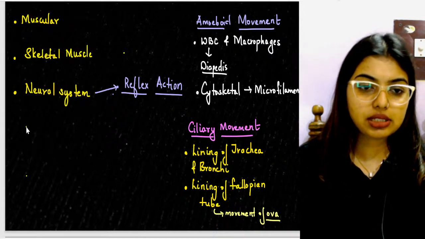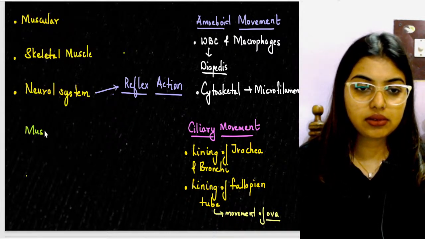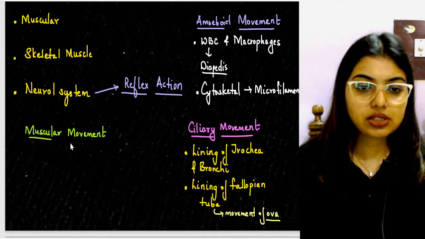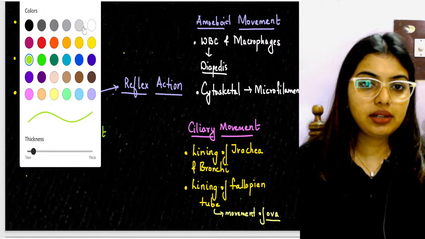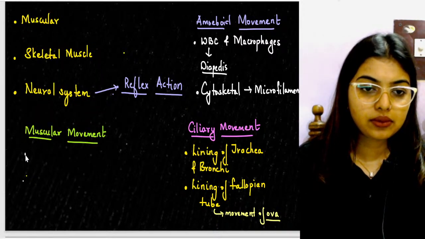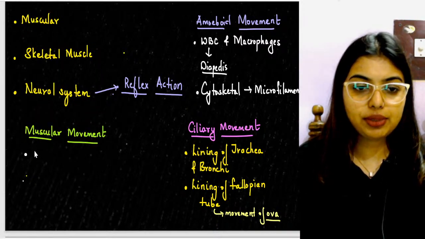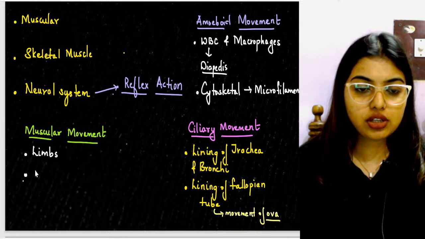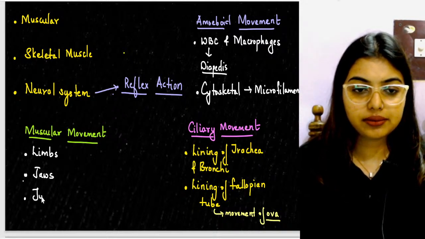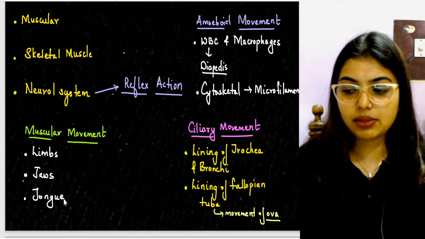Then next one, muscular movement. Muscular movement is going to be your limbs, jaws and tongue. These people are going to do muscular movement.